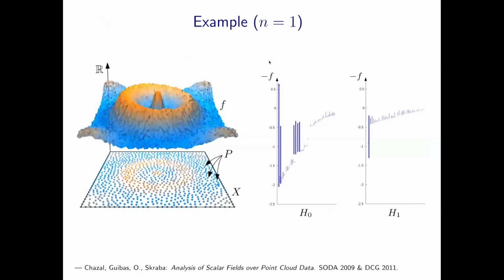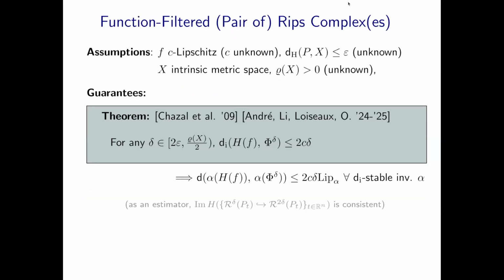So here's an example. Before that, I should mention that this result actually is not new for the case where f is valued in R, because that was proven in 2009, but the case where n is greater than 1 is actually new.